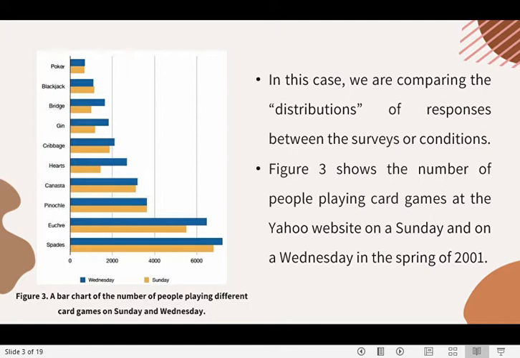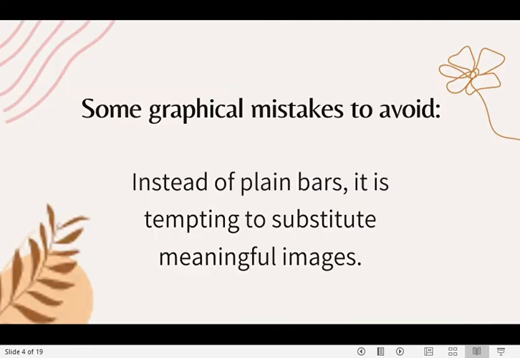In this case, we are comparing the distribution of responses between the surveys or conditions. The conditions here are the days. Figure 3 shows the number of people playing card games at the Yahoo website on a Sunday and on a Wednesday in the spring of 2001. So I hope that is clear.